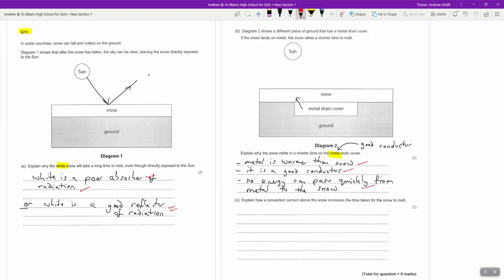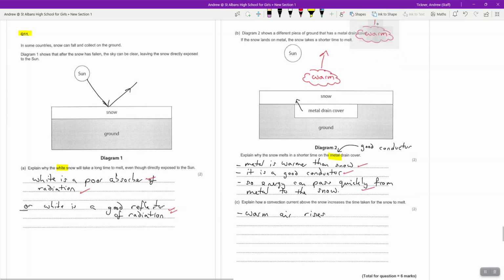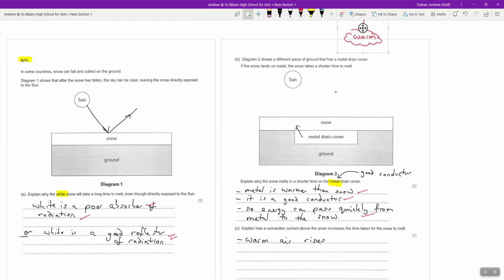Explain how a convection current above the snow increases the time taken for the snow to melt. Okay, so I'm going to start off with what we know about convection currents. Simple statement: warm air rises. So let's say we've got a little patch, I'm going to colour it in red, of slightly warm air, warm in comparison to the snow. But it's going to go upwards. It's going to leave. Off we go, off to the top.